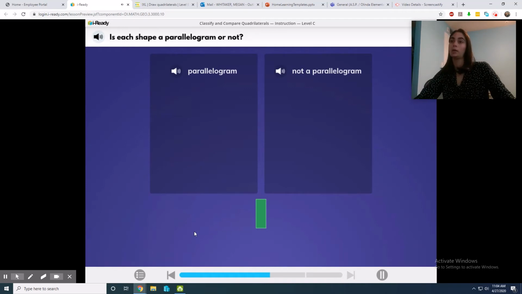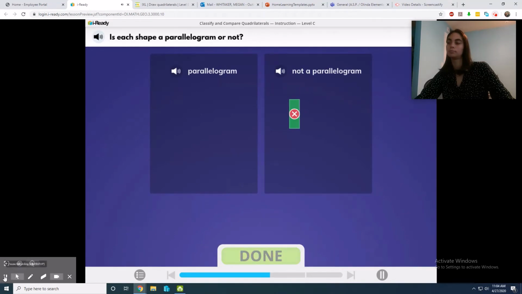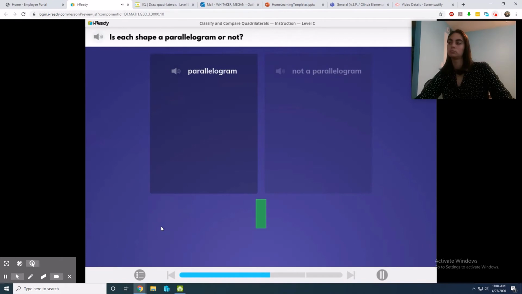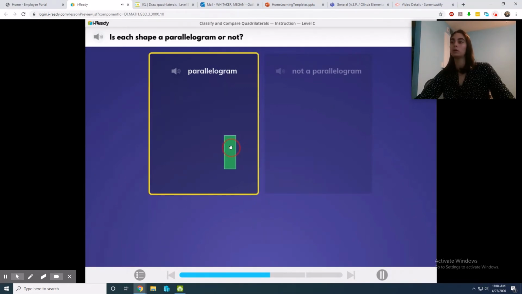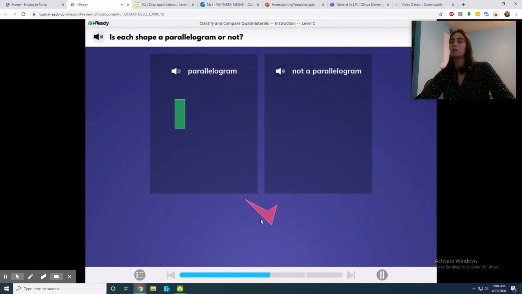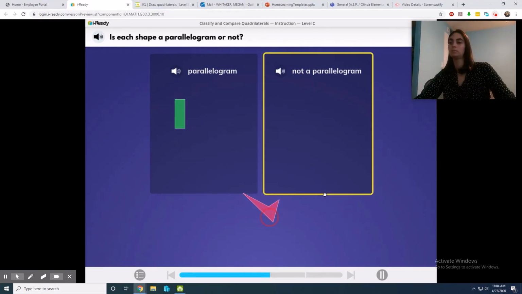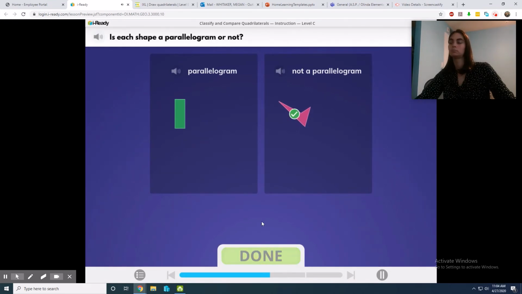So our parallelograms have the top and bottom are the same and the sides are the same, just like a rectangle, but it doesn't need to have right angles. So this is a parallelogram. This one is not, because the top and bottom and the sides are not the same. This one is.